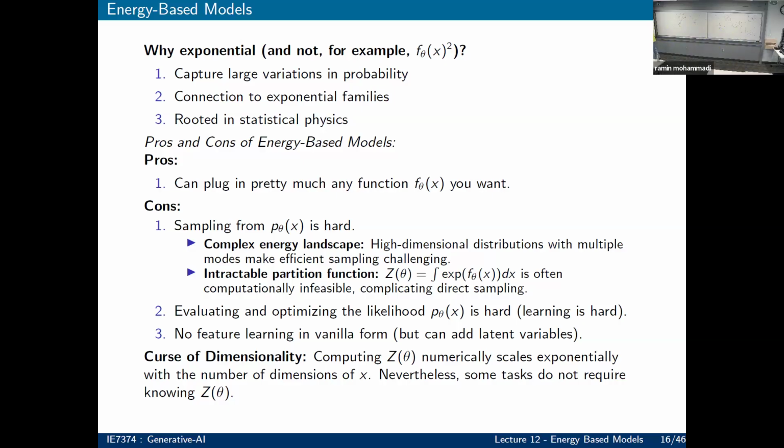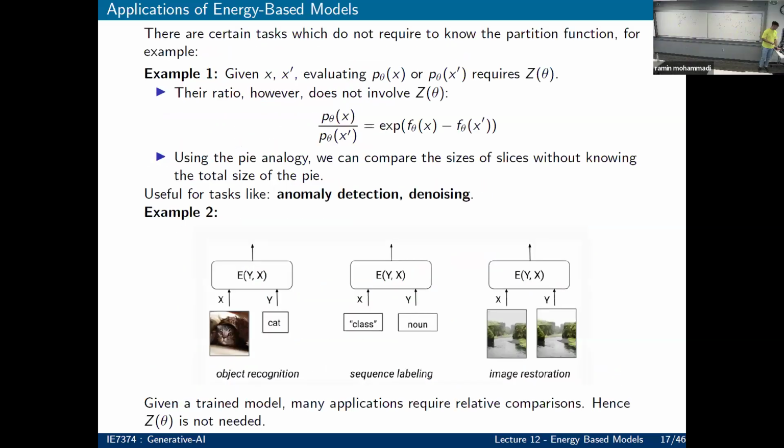Okay, so as you see, there's one pro, and then there are a series of cons, right? Evaluating the likelihood is hard. There is no feature learning in the general form of this energy-based model. And then again, the curse of dimensionality itself, which is another problem. So by default, in a vanilla form, the idea of this energy-based model makes sense, but it's not as easy to generate this type of model.